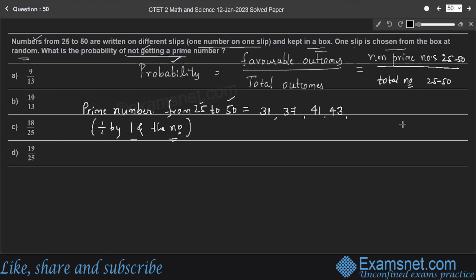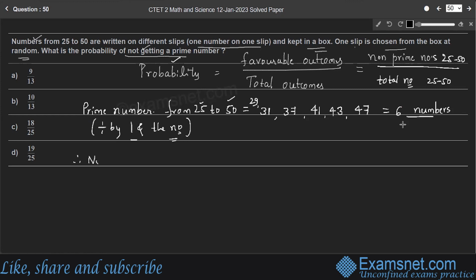Next, before 31, we have 29. So 29 is a prime number, which cannot be divided by any number other than 1 and 29. Next comes 47. So these 6 numbers are the prime numbers from 25 to 50. 49 is not a prime number because it is divisible by 7; 7 into 7 is 49. So there are 6 prime numbers.